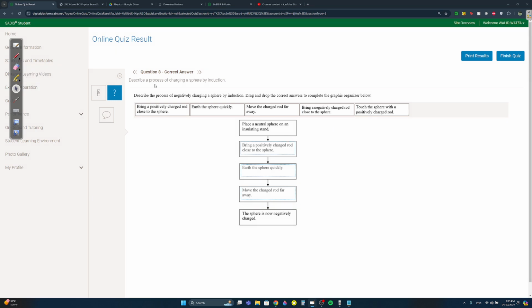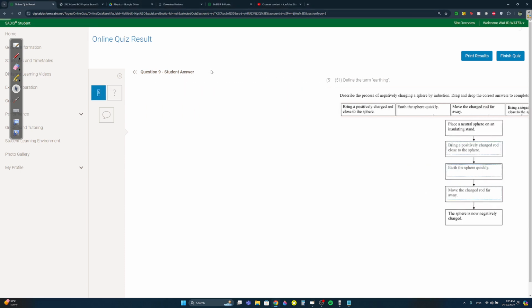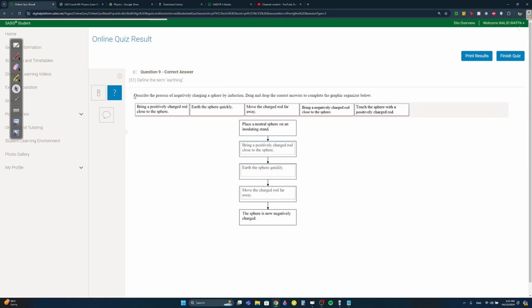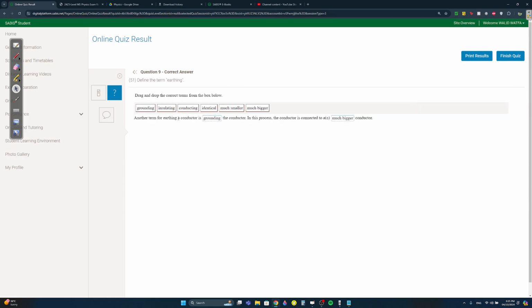Okay, these are very important, question 2 and question 8. One of the past papers actually includes this process and it asks you what happens. So make sure you know how induction works because I'm 100% sure they will ask it in the computer. Okay. What is earthing? Another term for earthing is grounding. In this process, the conductor is connected to a much bigger conductor. That's it, we're done. Thank you so much for watching and good luck.